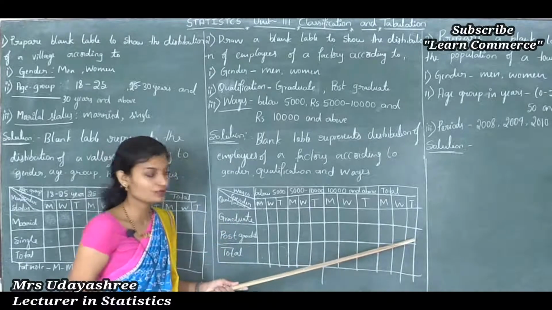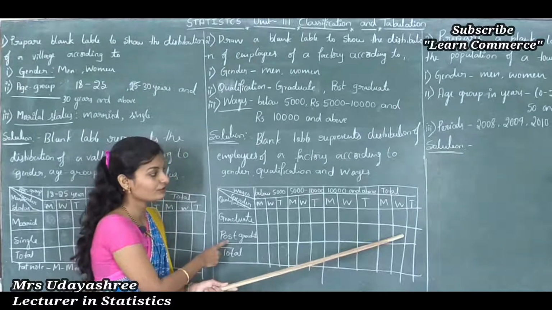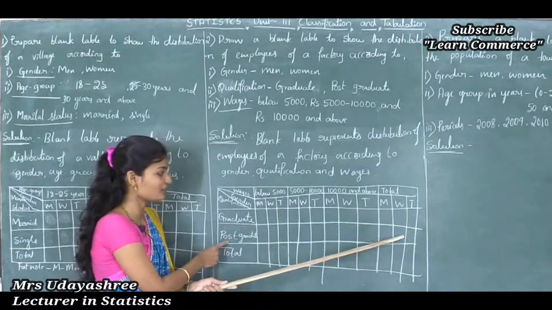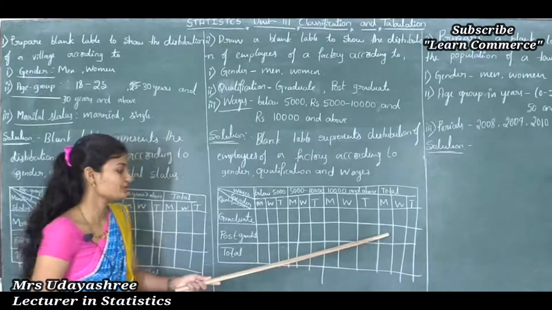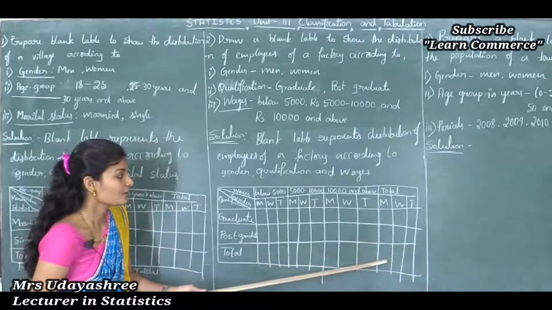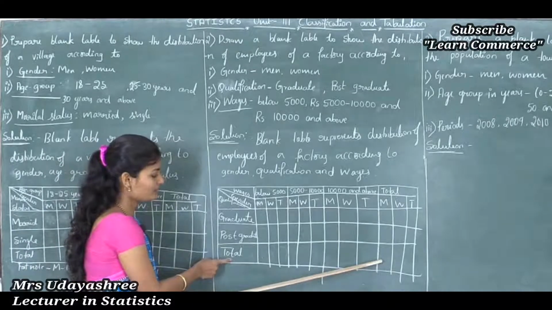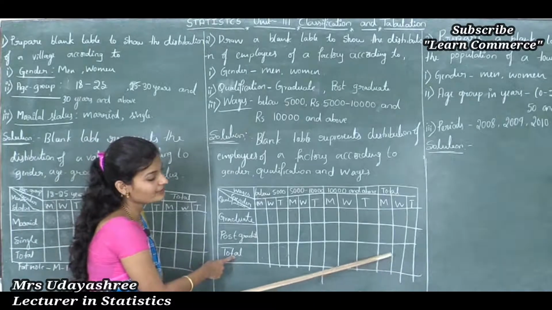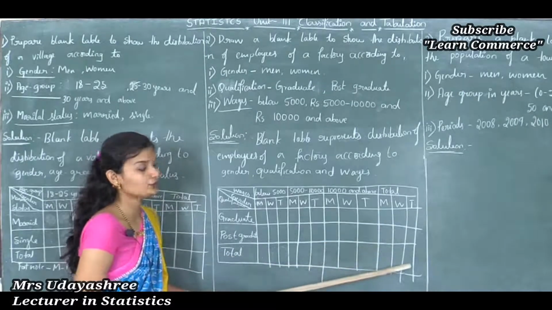and this column indicates the total number of postgraduates, and this column indicates the total number of women postgraduates, and this column indicates the total number of men postgraduates. Like that this column indicates the grand totals of men, women and totals.